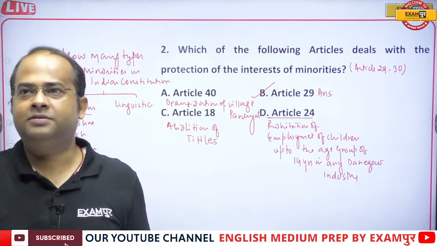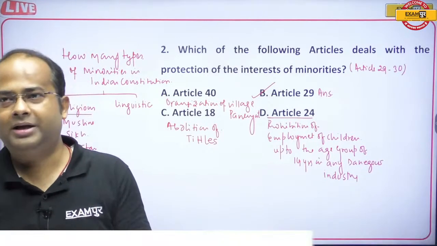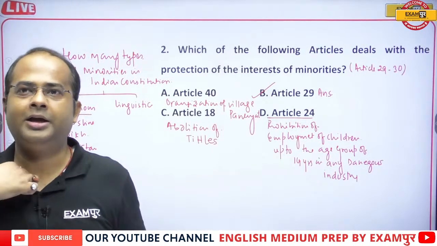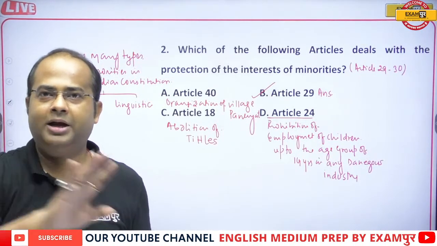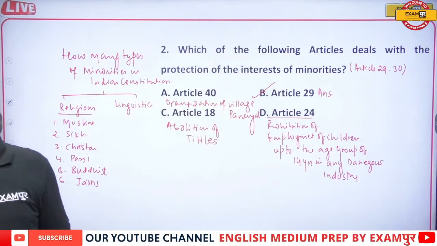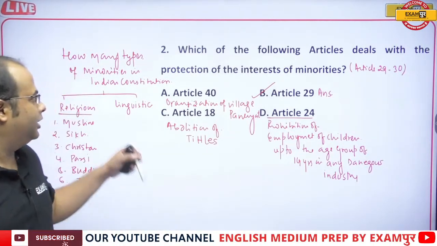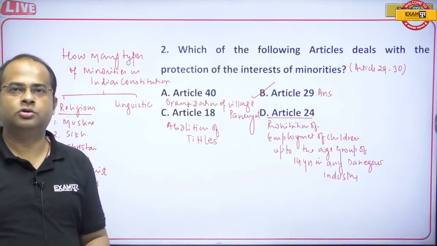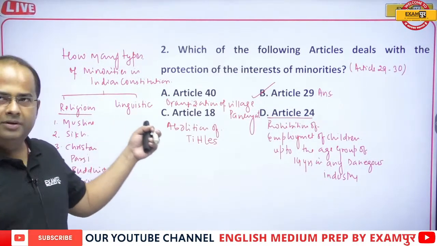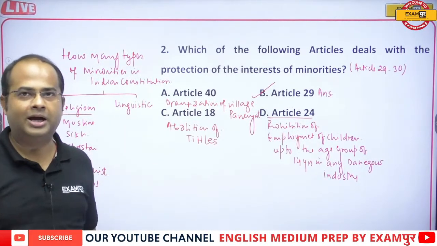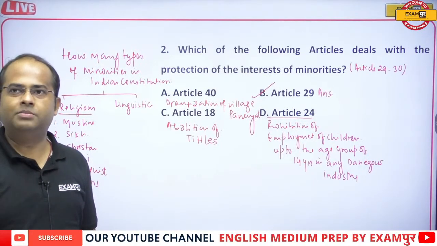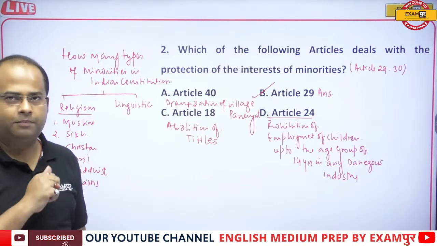So in India, guys, we have two types of minority. One is linguistic and one is religious. Other than Hindus, all the religions are under religious minority, and linguistic minorities are those minorities whose language is spoken by very less number of people, like Bhojpuri, like Santhali, like Garhwali. So these languages are spoken by very few people.